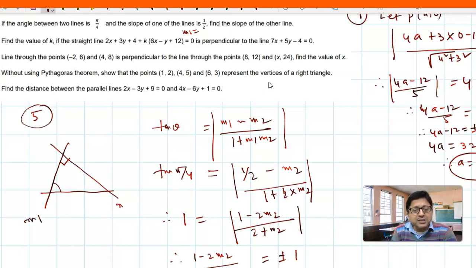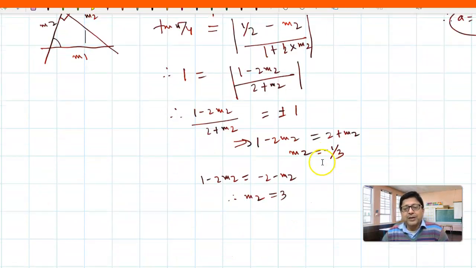Suppose this is M1 and this is M2. So this is the unknown line, and this is the known one, the base one. This is M1, and M2 may be this or M2 may be this. That's why once we got 3 and next time we got minus 1/3. So the slopes of the line, by obeying this condition, this time we got two values, that is 3 and minus 1/3.